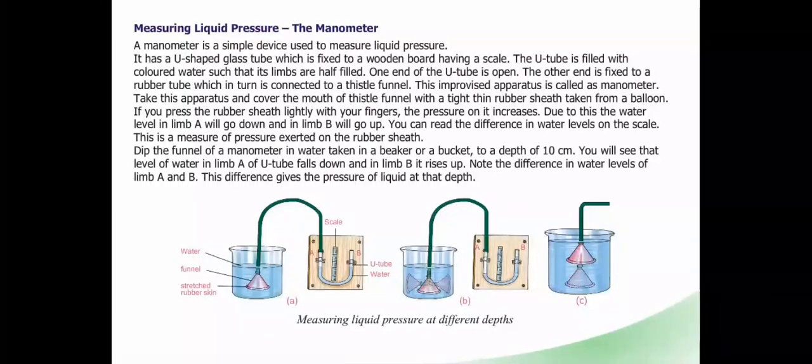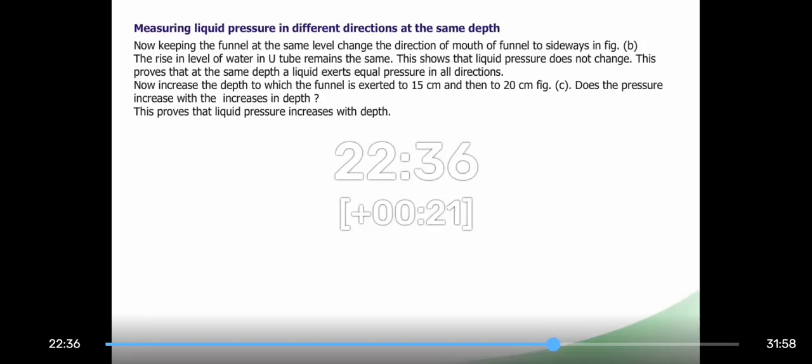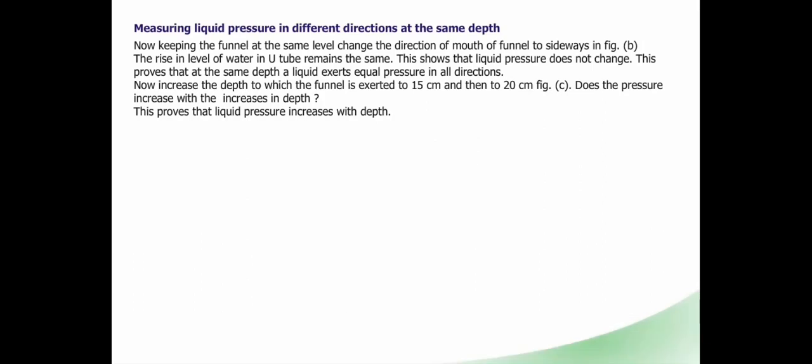Next is measuring liquid pressure, and the measuring instrument is known as the manometer. A manometer is a simple device used to measure liquid pressure. It is a U-shaped glass tube fixed to a wooden board having a scale, and the U-tube is filled with colored water so that the limbs are half filled. One end of the U-tube is open. Next topic is measuring liquid pressure in different directions at the same time.